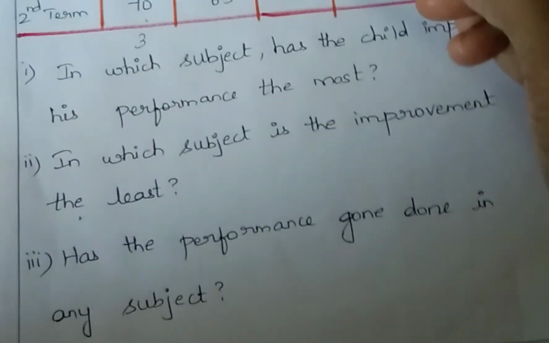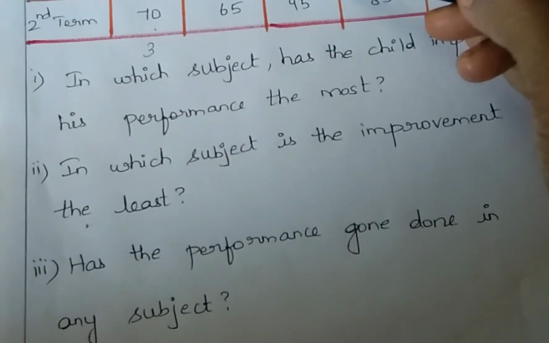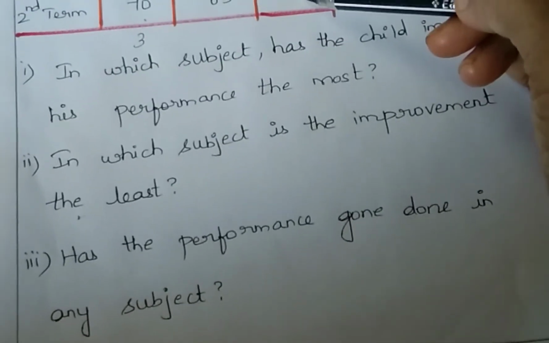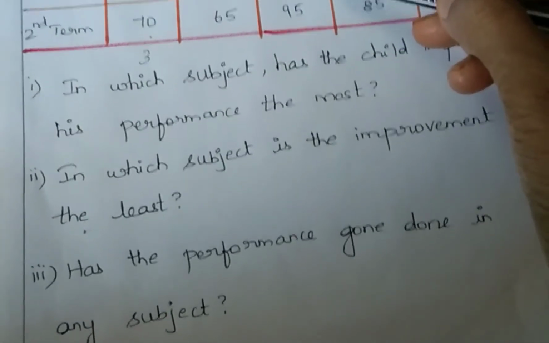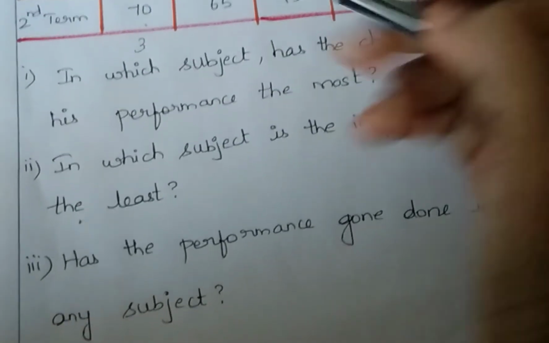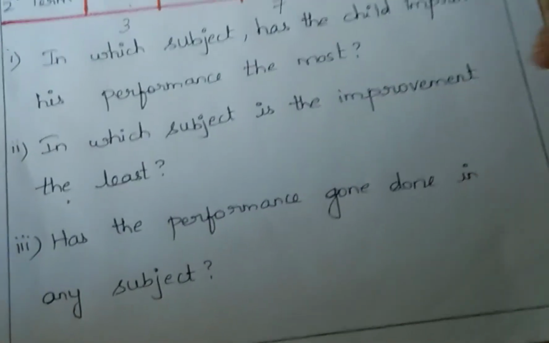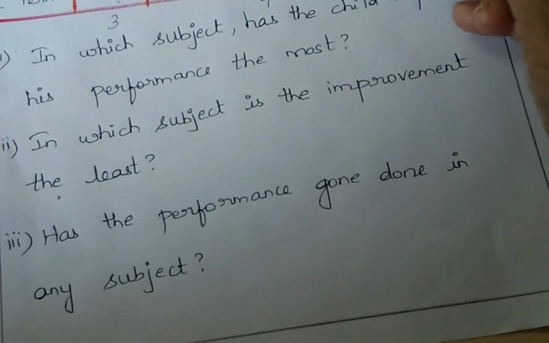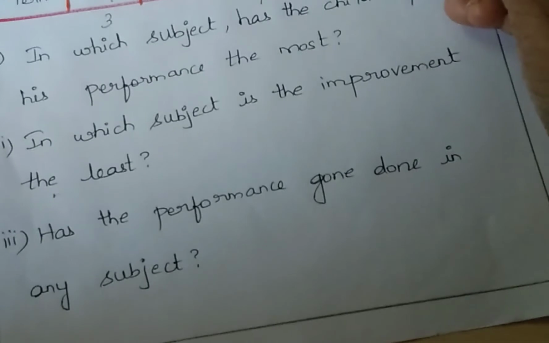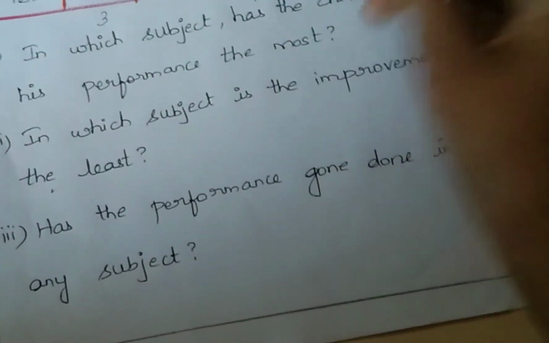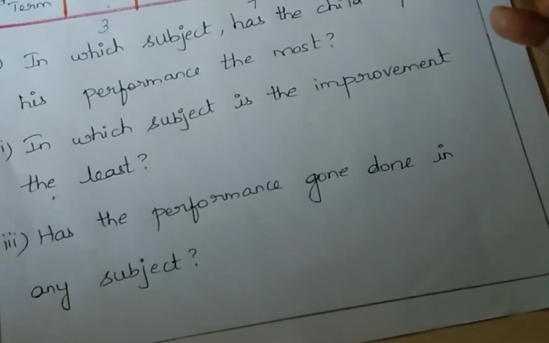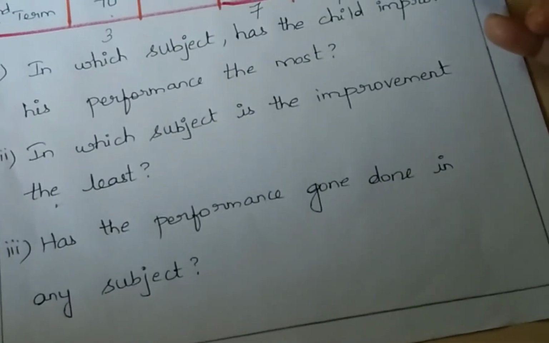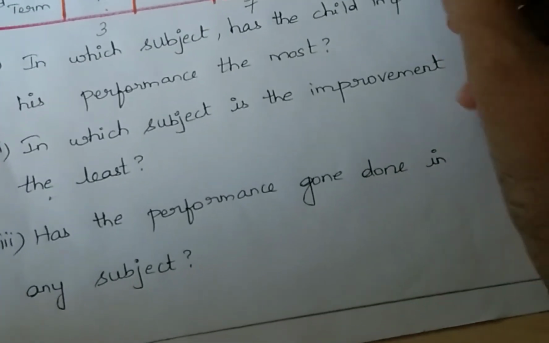Now Maths, first term 88 and second term 95. So 95 minus 88. What is the difference? You have 7 marks. Now science, 81 and 85. So 85 minus 81, you have 4. Now social science, first term 73 and second term 75. So 2 marks is increased.